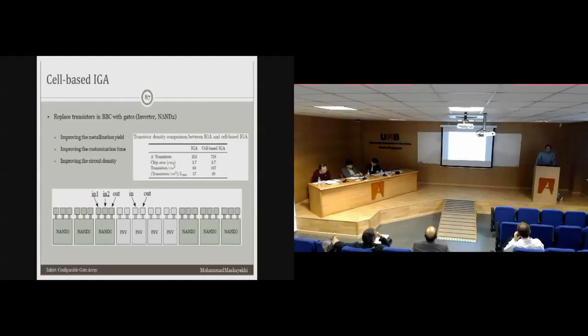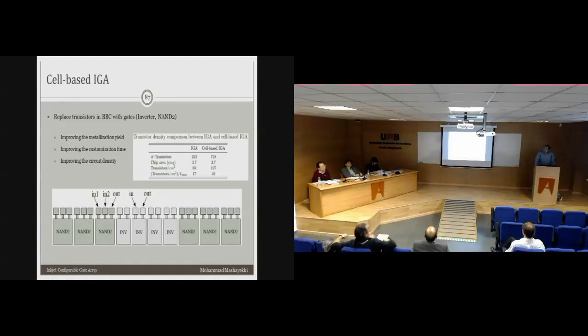What was the idea? We were planning to improve the density. Why? Because, as you saw, just for having one inverter, we needed to occupy 2 drive and load transistors and a wide and big wire cell section of the IGA. But here, the inverter is encapsulated into one small logic cell with 2 ports, input and output, and we are using that for building more complex circuits. So we are improving the density, we are improving the metallization yield.